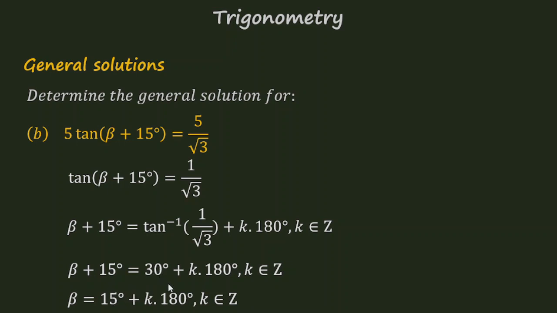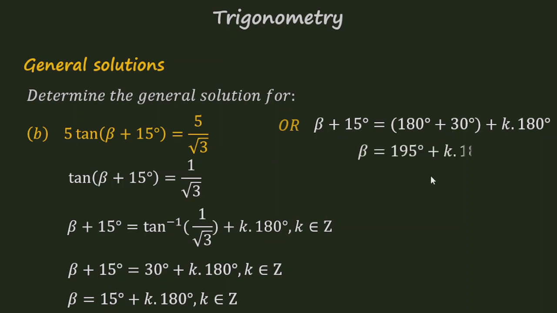Our reference angle is 30 degrees there. Or we can also find this in the third quadrant where tan is positive. Remember, we are interested in the values of beta where tan is positive, because this equation is positive. Tan is positive in the first quadrant, and it is also positive in the third quadrant in 180 degrees plus the reference angle. We can simplify this to get beta as 195 degrees plus k times 180 degrees, where k is the element of integers.